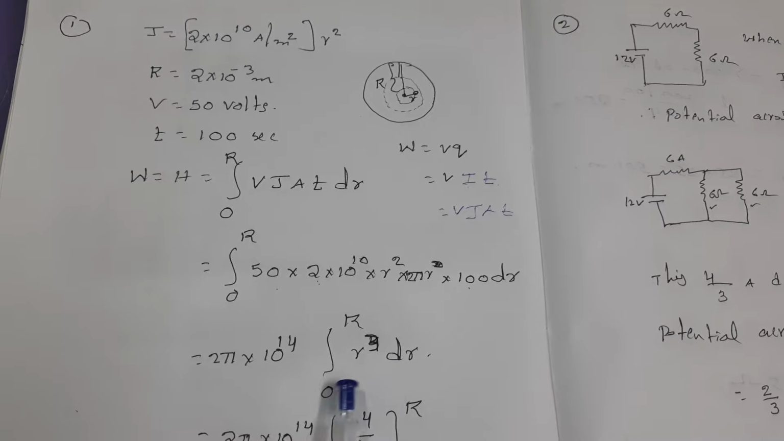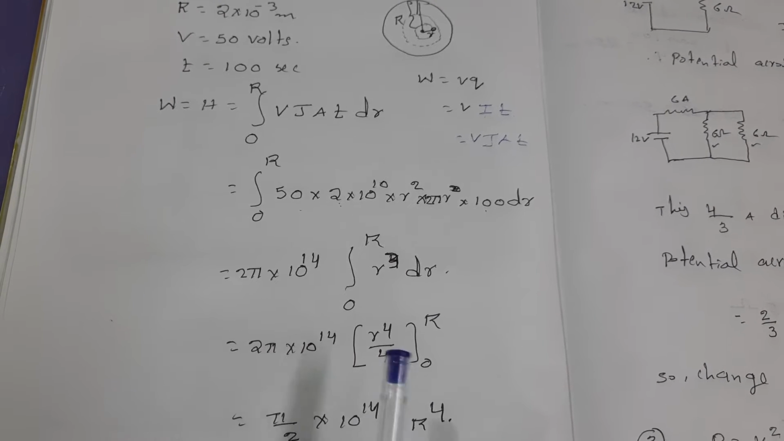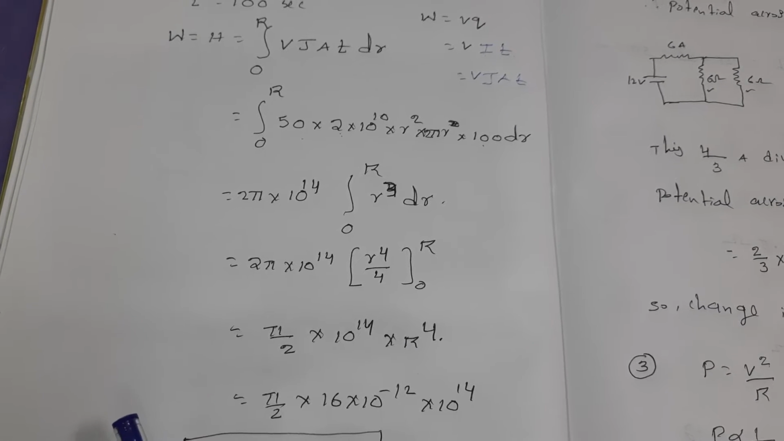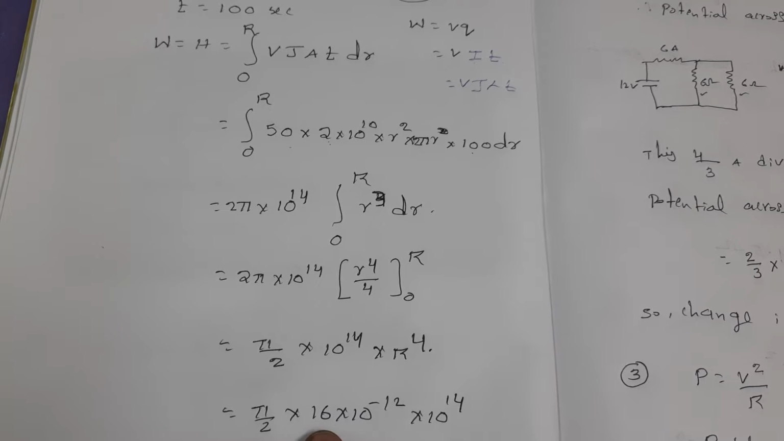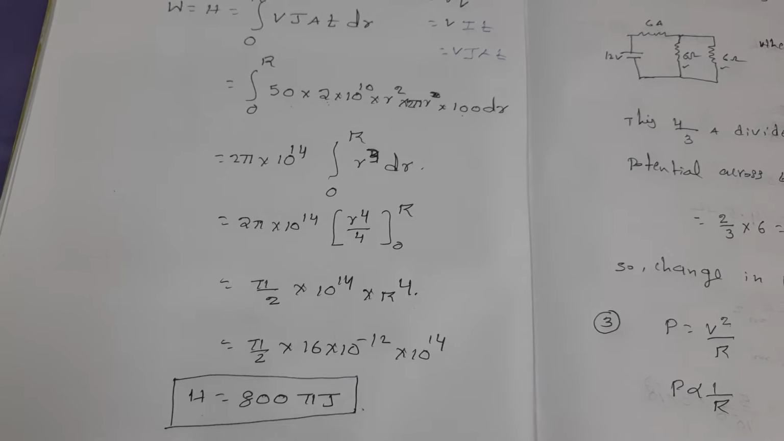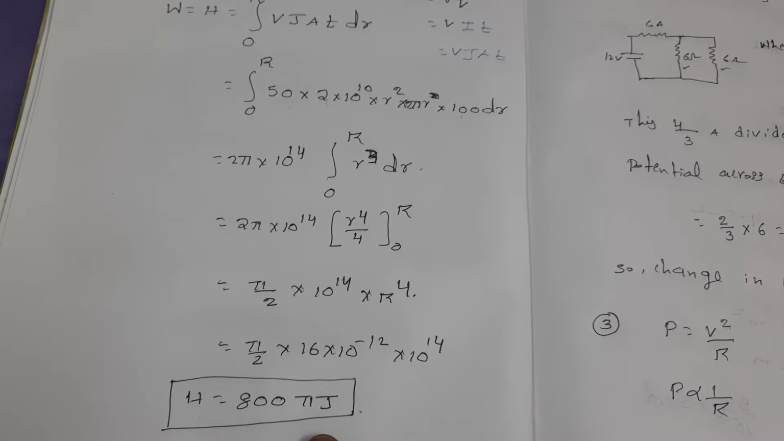After simplification, the integration of r cube, what is the formula? r to the power of 4 by 4. Then instead of small r we apply the upper limit, capital R. Finally you are getting the answer pi by 2 into 10 to the power of 4 into R to the power of 4. The radius is 2 into 10 to the power of minus 3 meters, so R to the power of 4 gives 16 into 10 to the power of minus 12, into 10 to the power of 14. Finally our answer is, it is converting into thermal energy 800 pi joules.